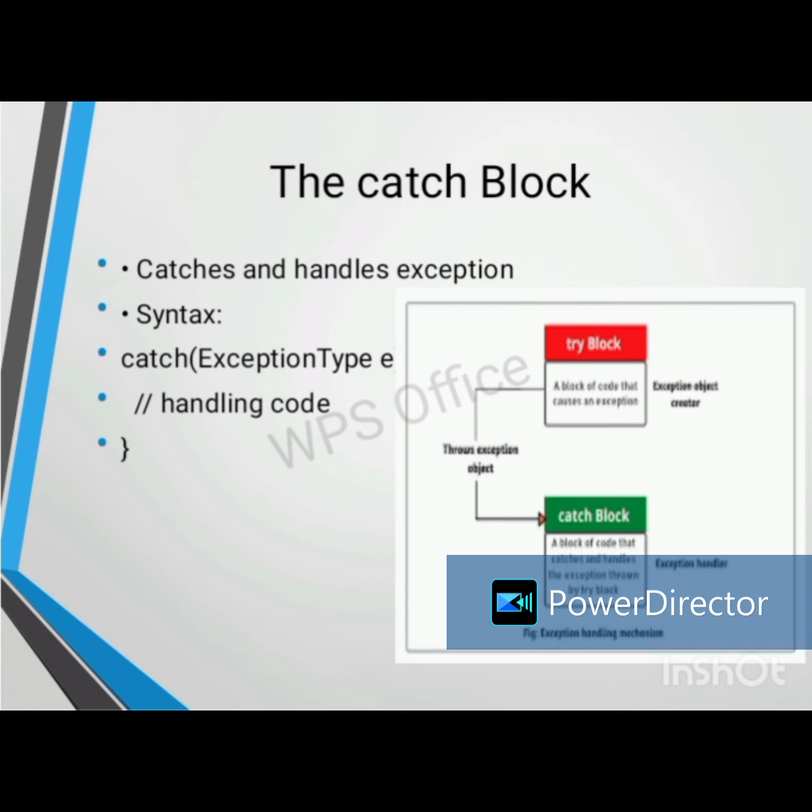You can also catch more than one type of exception using multiple catch blocks, which we will explore in the next slide. One thing to remember, always catch the most specific exceptions first, then the general ones. Catching a generic exception before a specific one, like IOException, will make the specific block unreachable, and that's a compile time error.